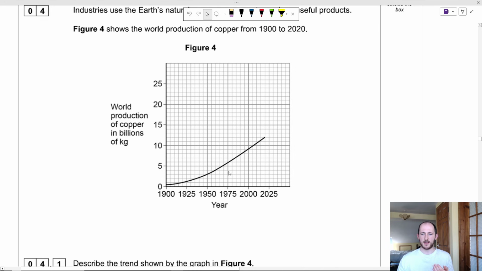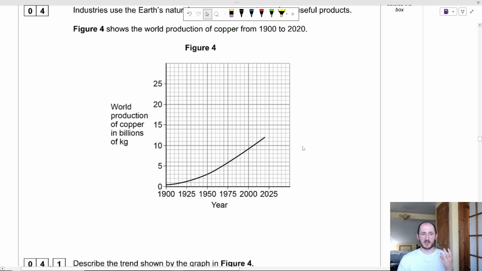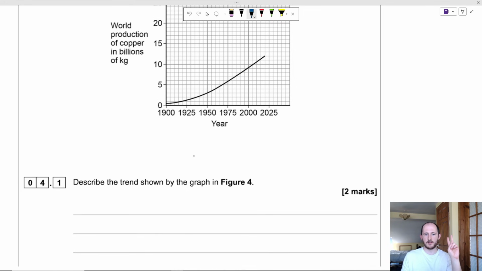Okay, and as you can see, all you're going to do is describe the trend, okay? And it's quite simple, really. So it's 2 marks because there are 2 things you need to say. And again, this is universal for maths, biology, chemistry, and physics. So what's the trend? Well, the first trend is that it's increasing, right? So production is increasing.